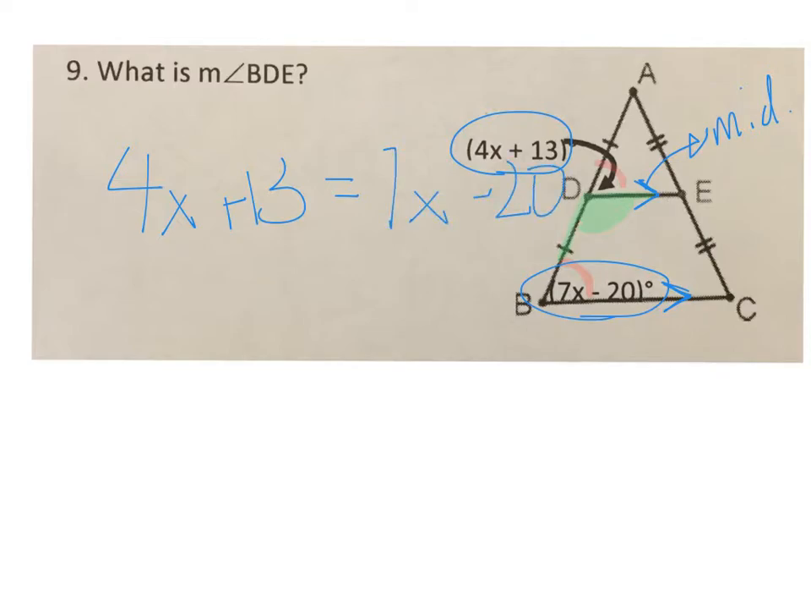I know these are angles because they have degree symbols. You see that degree right there? That means these are angles. Side lengths won't have degree symbols. So now that I have this equation, I can solve for x.